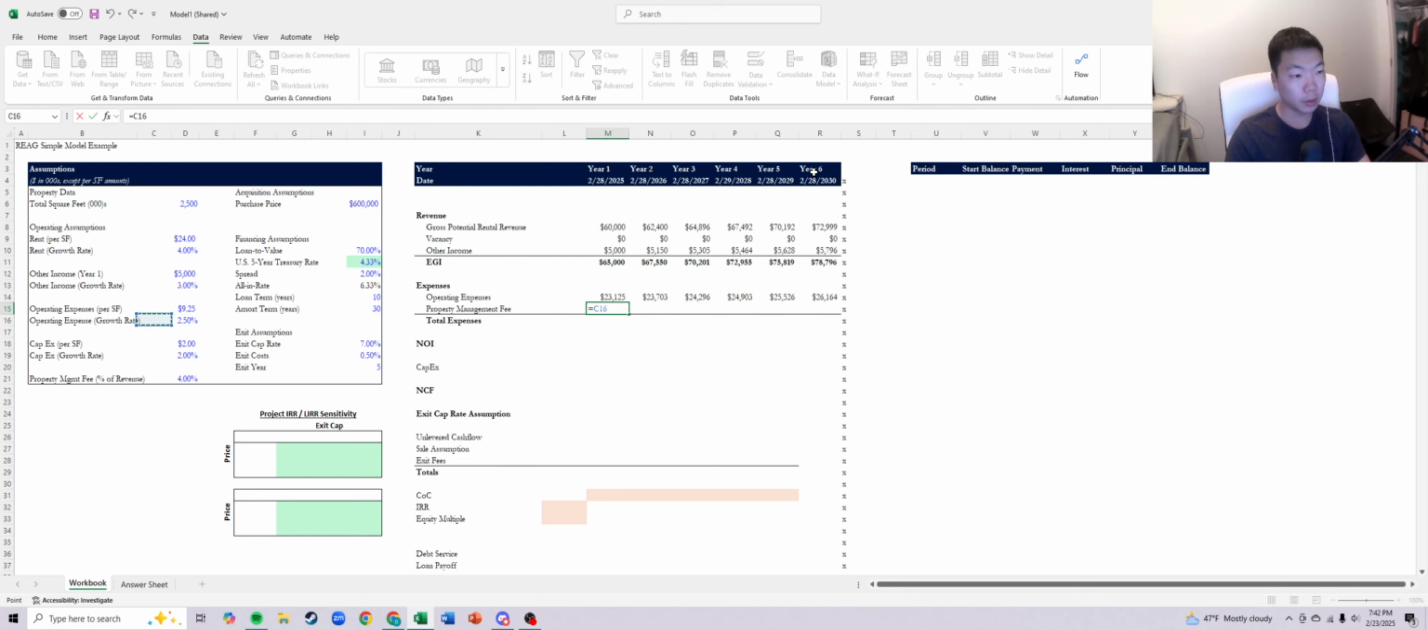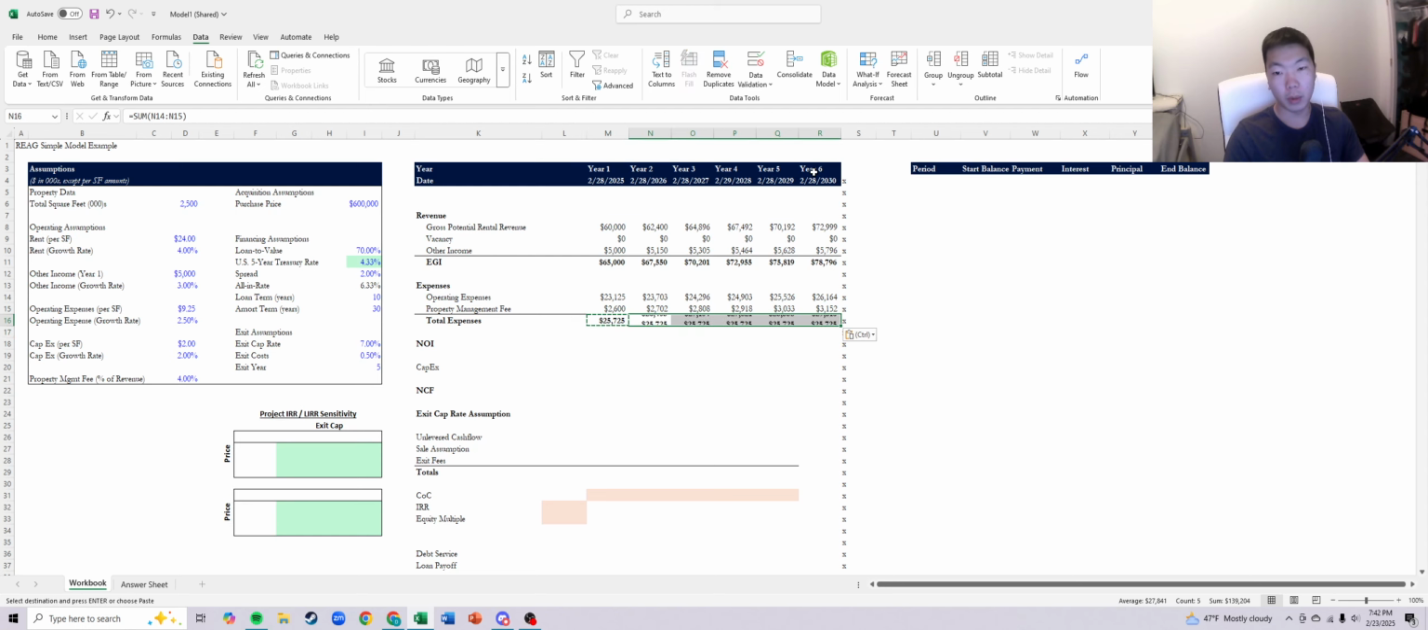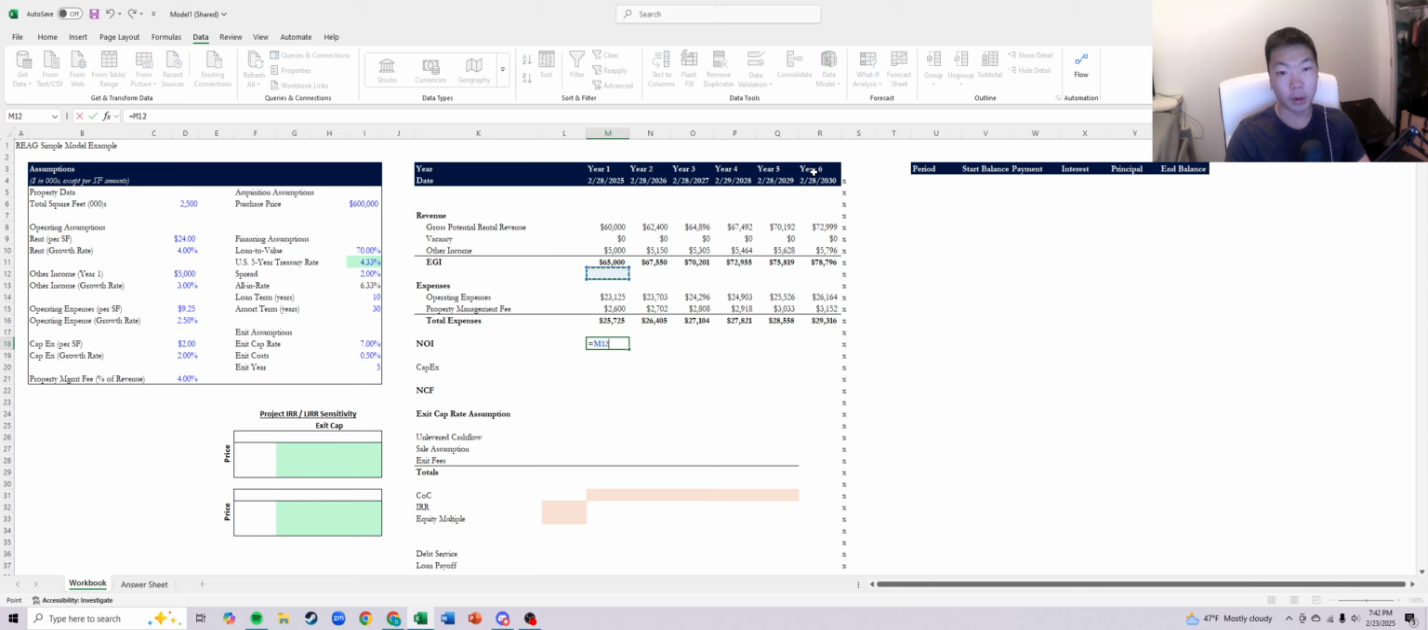Management fee is here. So percent of revenue, which will be our EGI. Yep. And then total expenses will auto sum. Copy that over. And our net operating income then is our revenue minus our expenses.